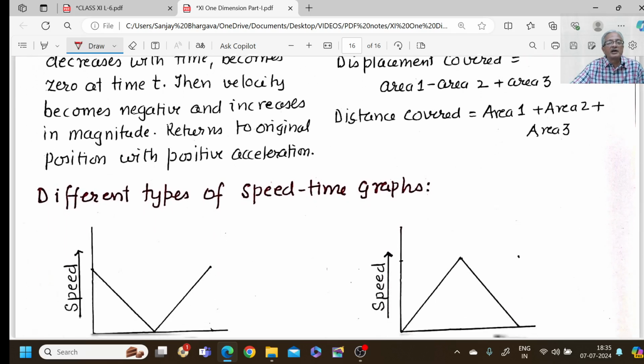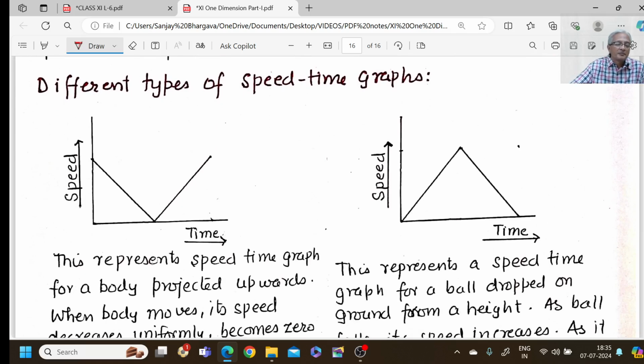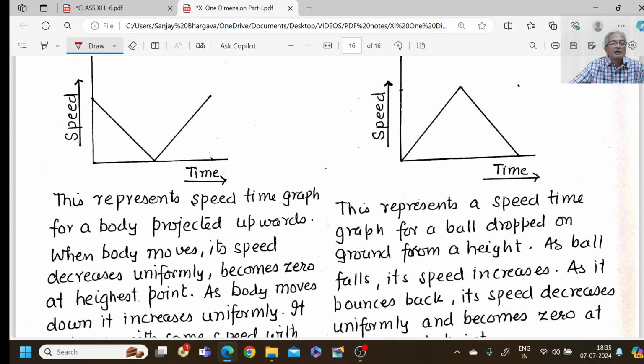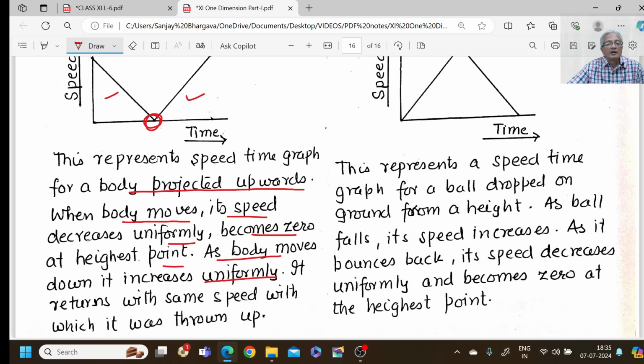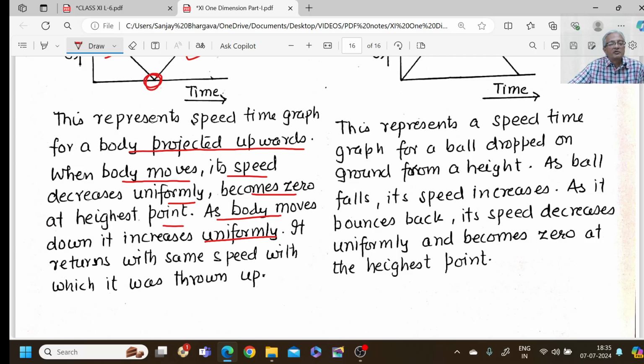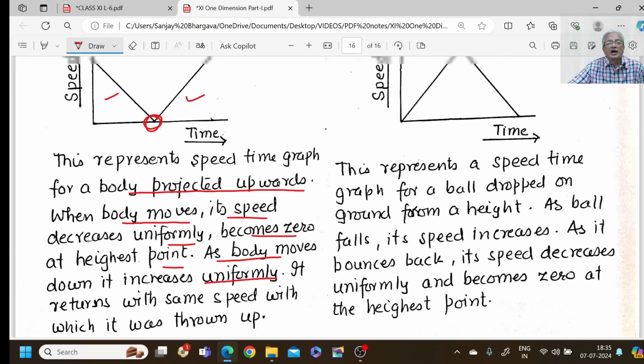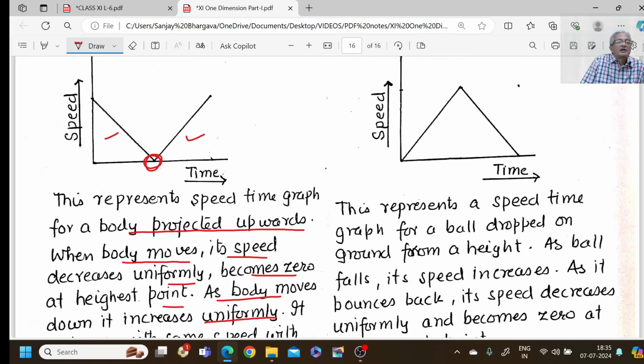Now let us see some different types of speed time graph. In the first case, it represents a speed time graph for a body projected upward. When a body moves, its speed decreases uniformly, which is shown here. Becomes zero at the highest point. As the body moves down, the speed increases with the time, and that is what is shown here. Now, it returns with the same speed with which it was thrown, and that is why the height of the two curves is same.